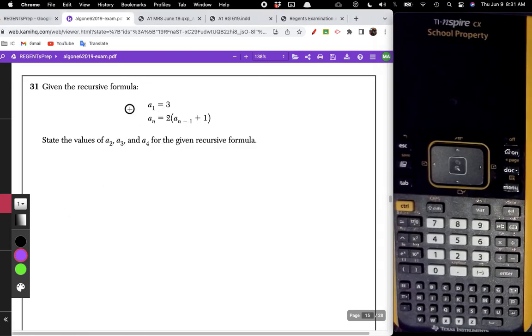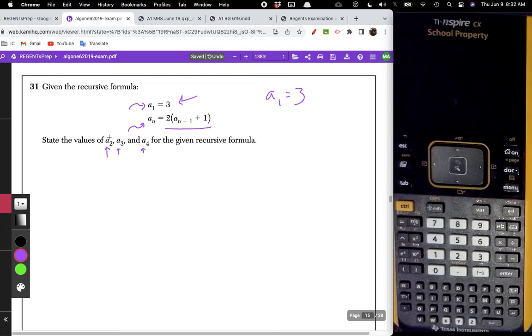They tell us that A1 is 3. Now this is not a to the power of 1 or a to the power of n. This is a little subscript. This is saying A1 is 3. And this is the generic one: a sub n has this formula to it, 2 times a sub n minus 1, and then plus 1 above. Now, the way this works is if I said, hey, give me a sub 1, well, you can just say, I know that's 3 because I looked back at my formula. Now, they want to find a sub 2, a sub 3, and a sub 4.